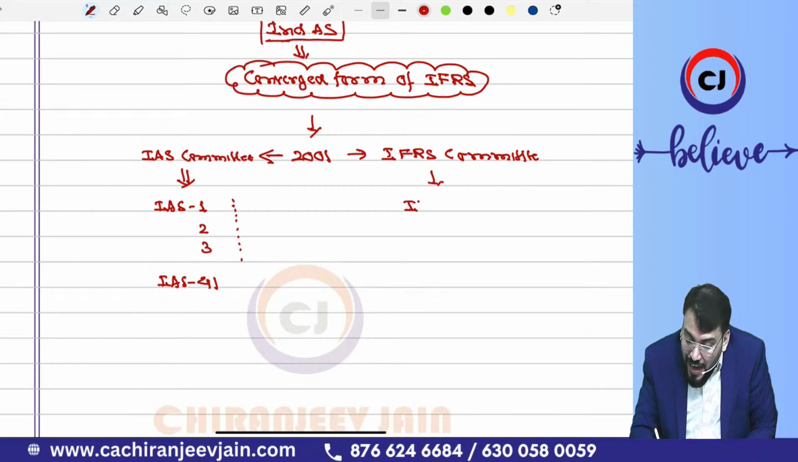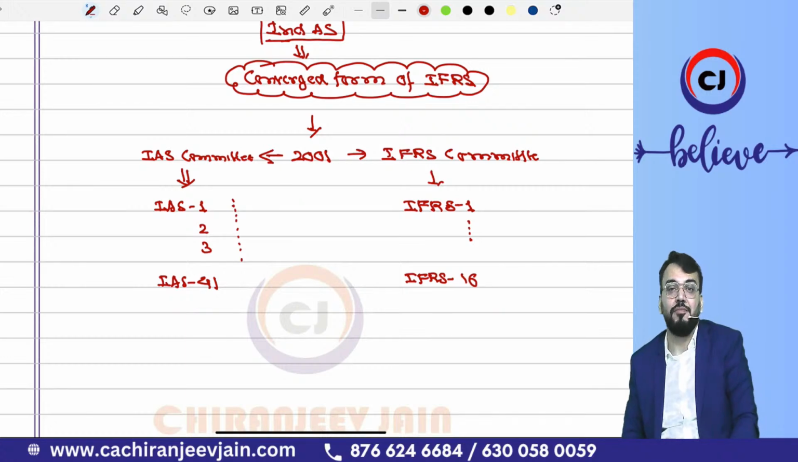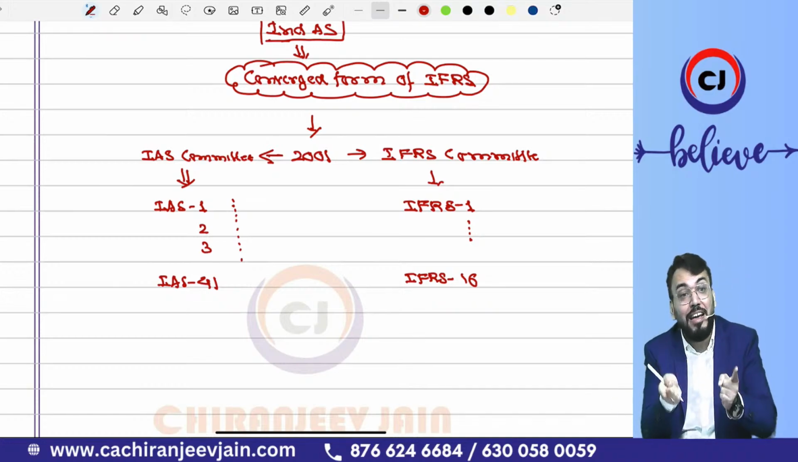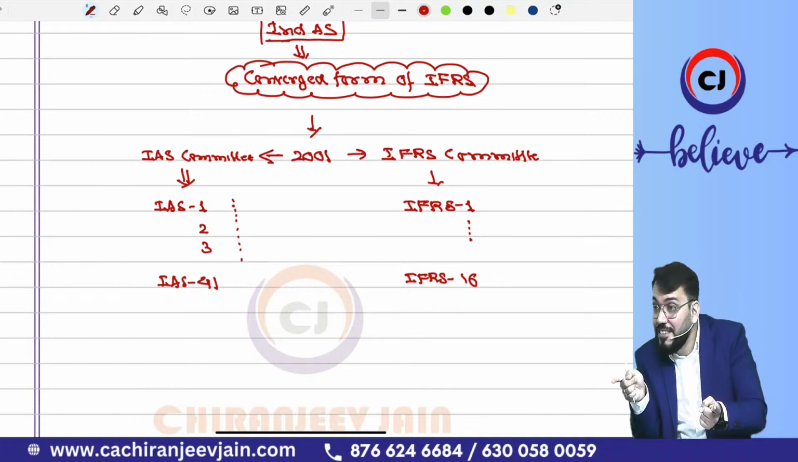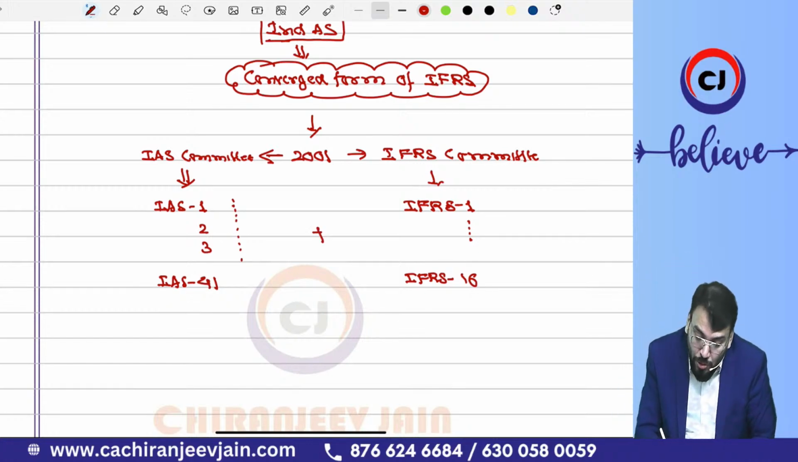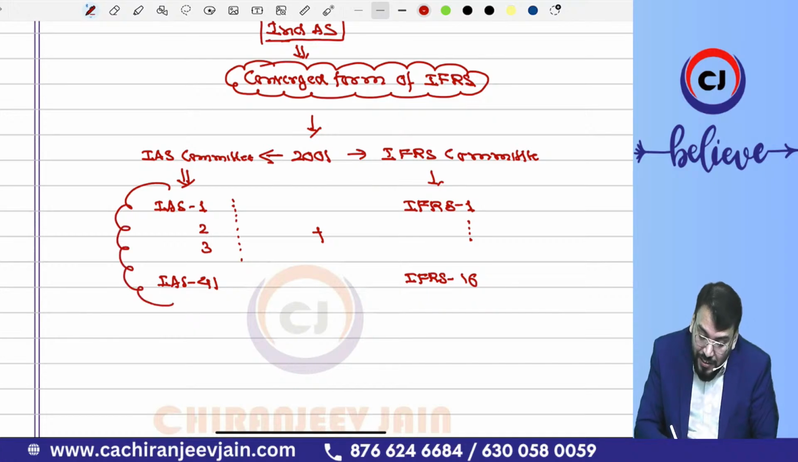They started saying IFRS 1, and until now there is up to IFRS 16. Understood? Correct. Means we have IS 1 also, we have IFRS 1 also. So IS 1 is different and IFRS 1 is different, and both exist. Means this becomes the total international accounting standards.